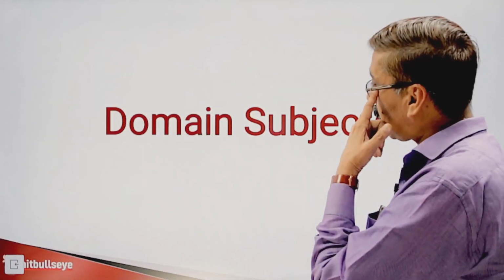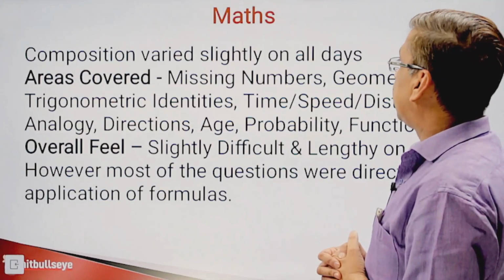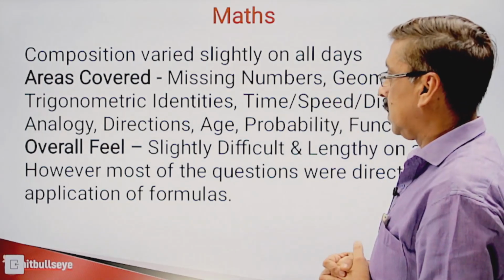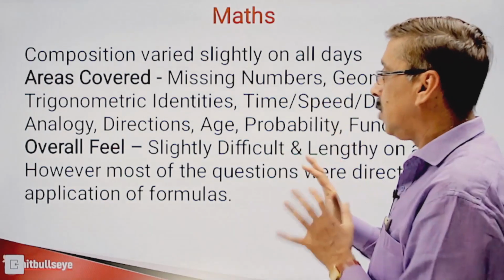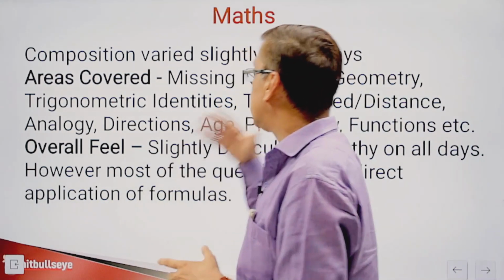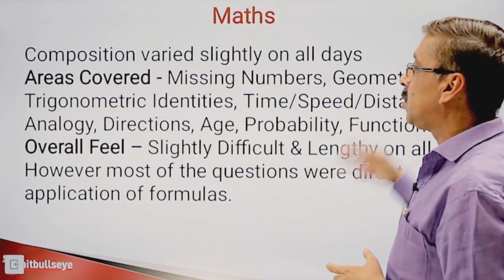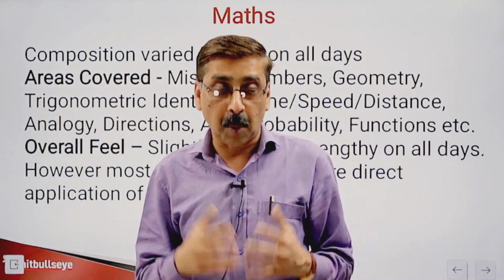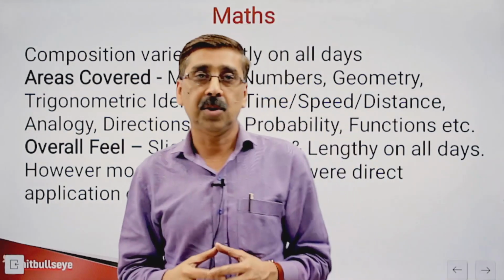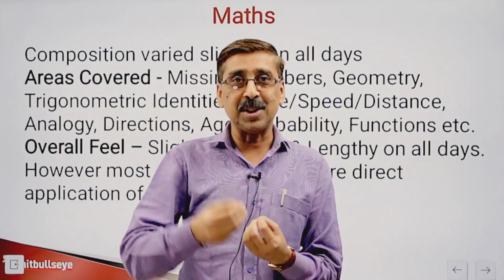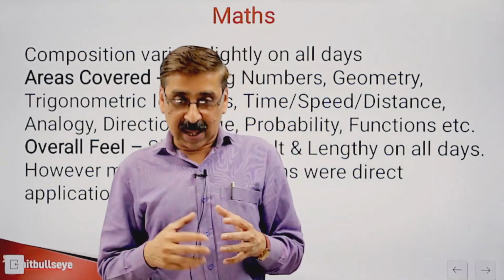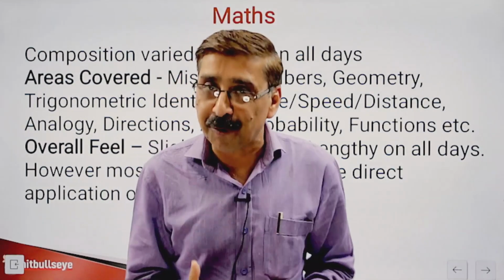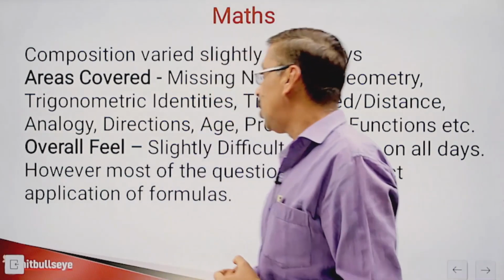So domain, let's talk about the domain subjects. So if I look at mathematics, the composition varied slightly, not majorly, only slightly. The areas covered were missing number, geometry, trigonometric identities, time, speed, distance. Now time, speed, distance prominently is a very important topic. Based on only one formula, speed is equal to distance over time, but the application, if the question comes in twisted form, most of the students are not able to solve.